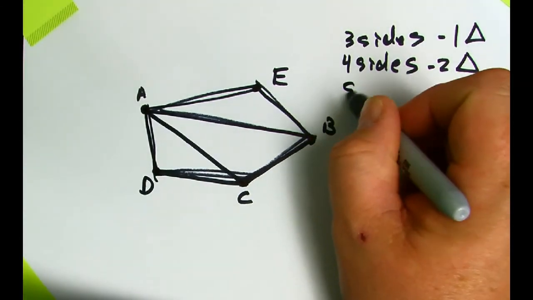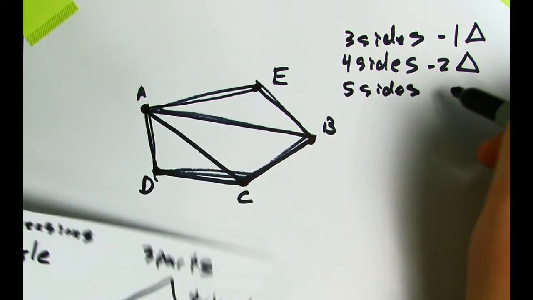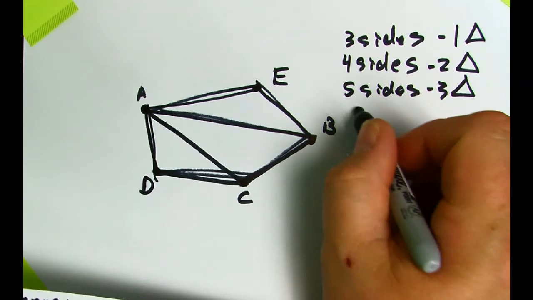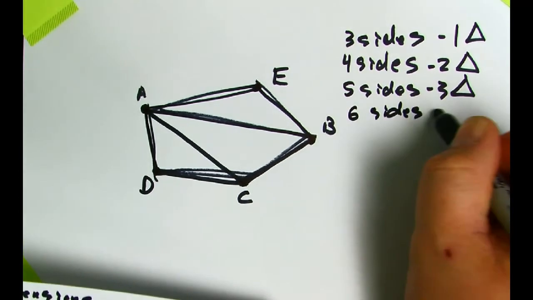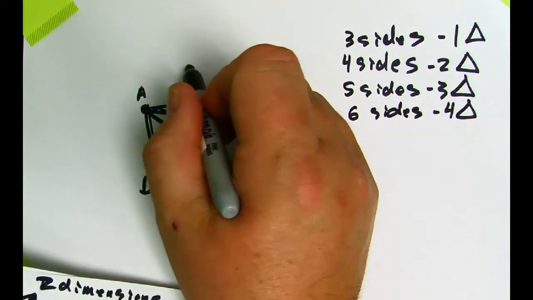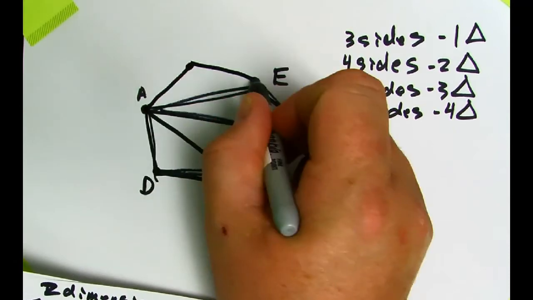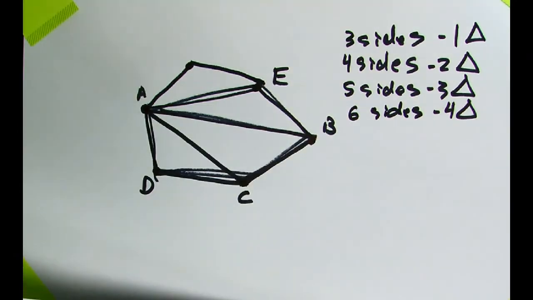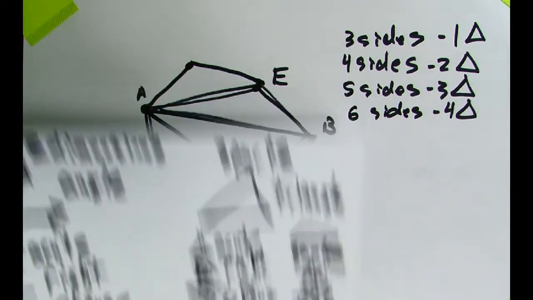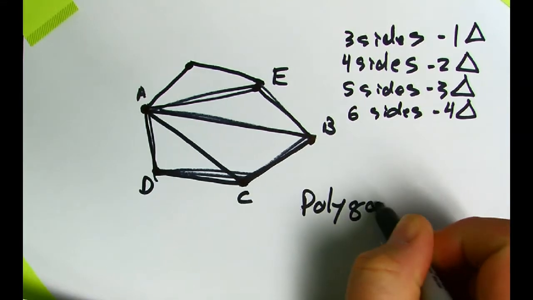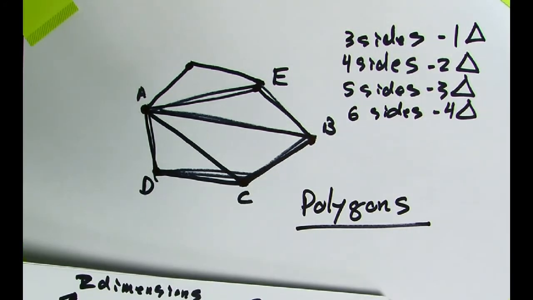And as soon as I move to 5 sides, I have 1, 2, 3 triangles. This is something that's going to hold all the way to infinity. And the nice piece about this is no matter, by adding 1 point, I add 2 sides, and I add another triangle. So that gives us a great formula that we can use when we start talking about polygons, which are, of course, many-sided figures.